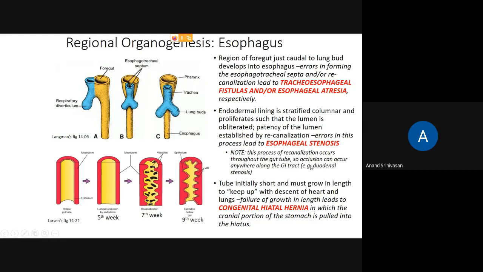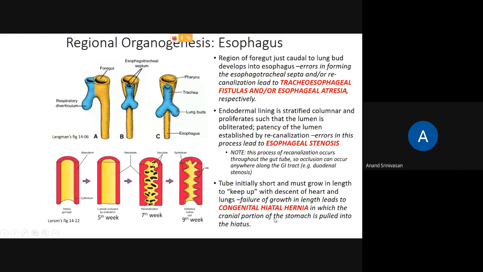Now, the esophageal tube is initially short, and as the fetus grows, the foregut should also increase in length. If this increase in the length of the foregut does not occur, it leads on to congenital hiatal hernia.